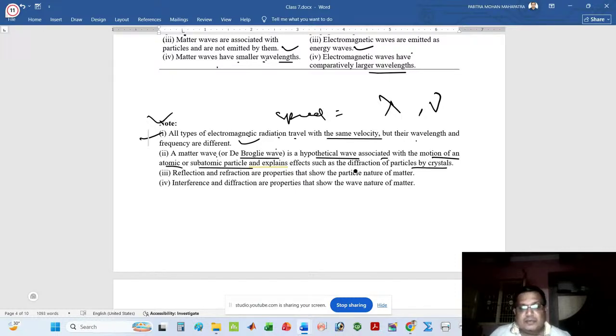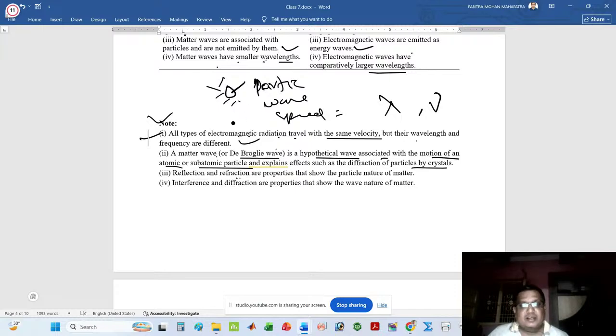Remember, suppose a body has dual character. Suppose light. Think about the light. Light has dual character. One is the particle character, another is the wave character. For proving the particle character of the light, generally the reflection and refraction experiments are carried out.